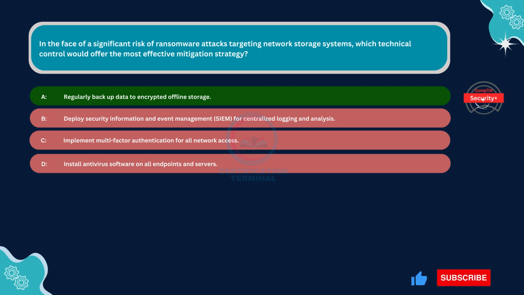Option D is incorrect. Antivirus software is essential for detecting and removing malware, including ransomware, from endpoints and servers. However, it is not sufficient as a standalone mitigation strategy against ransomware attacks targeting network storage systems. Ransomware can still infiltrate and encrypt data on network storage, even if antivirus software is installed on endpoints and servers.